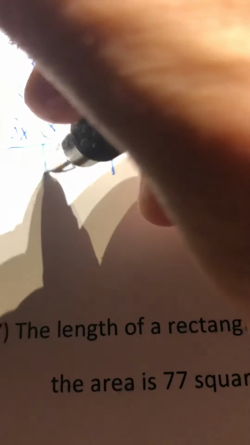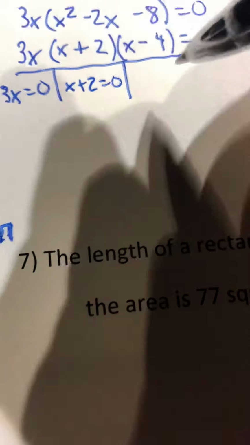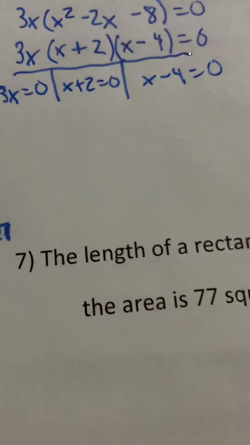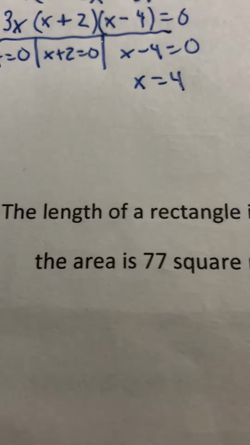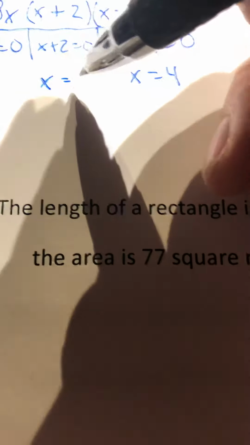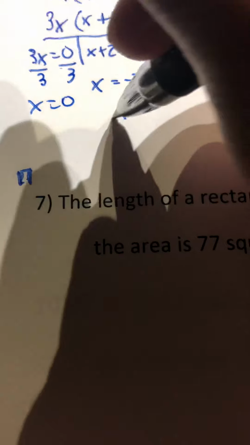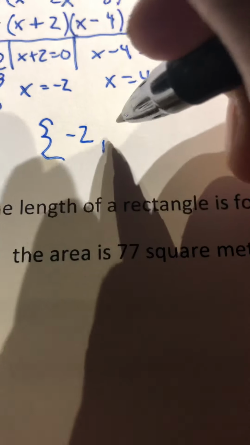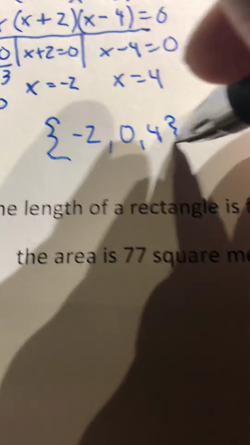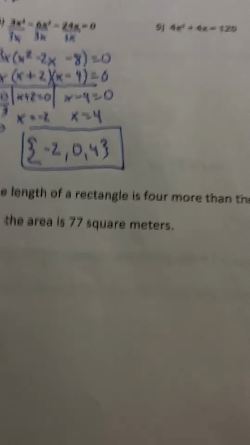So now we'll have 3 parts to our t-bar. We'll set each factor equal to 0. For this one, we'll get x equal to 4. For this one, we'll get x equals -2. And for this one, we'll divide by 3, and we'll get x equal to 0. So what this means, in a graphing sense, is that we would have a polynomial that would cross the x-axis in 3 spots: -2, 0, and 4.